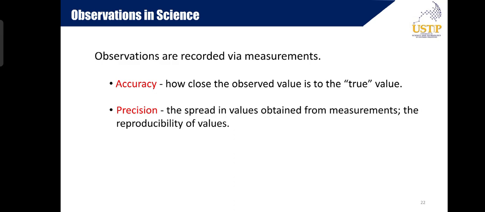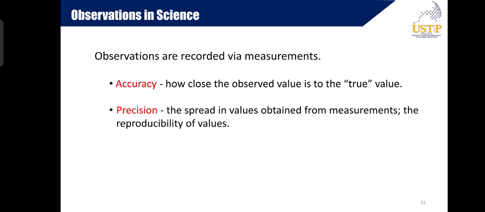So there are two types of observation via measurement. Accuracy. When you say accurate or accuracy, this is about how close the observed value is to the true value, or how close your retrieved measurement is to the true value, the one that is being desired.